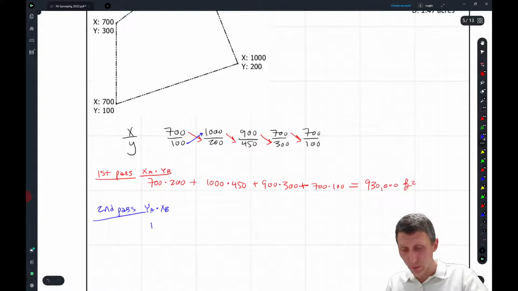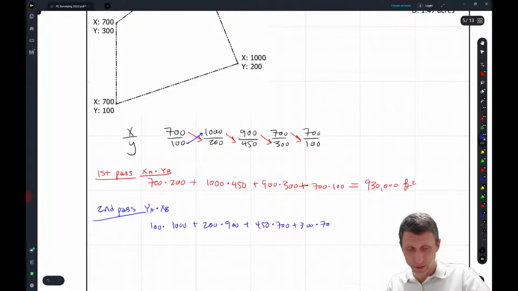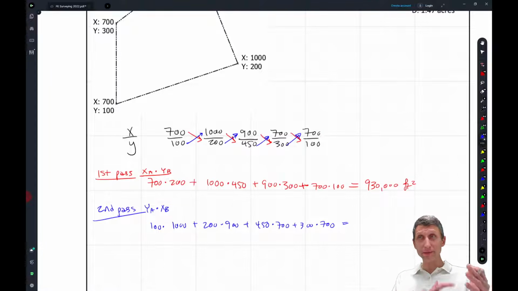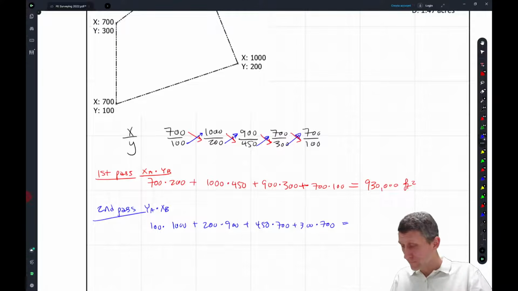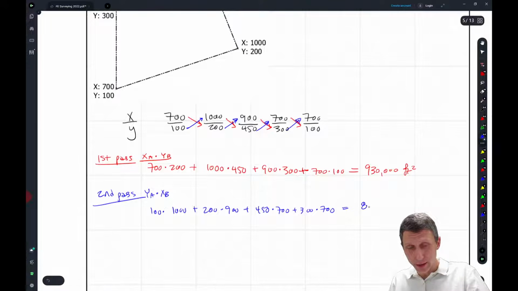So what's that? It's going to be 100 times 1,000 plus 200 times 900 plus 450 times 700 plus 300 times 700. Okay, so I'm just following these from kind of the bottom to the top, the first y times the second x. Okay, so I'm just doing this out, and I get a number here of 805,000 square feet.